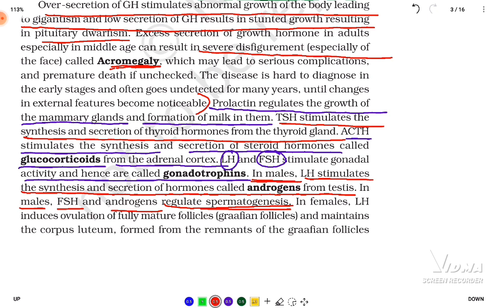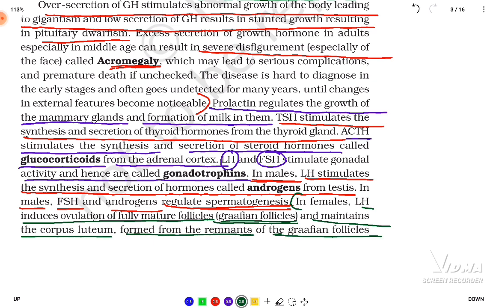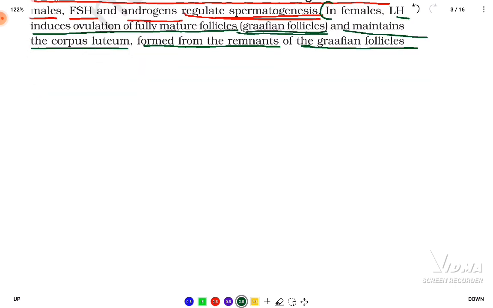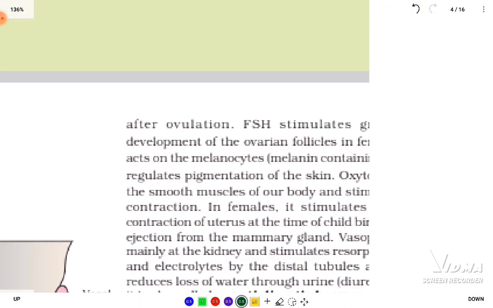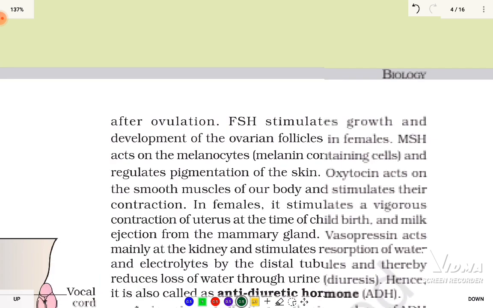And in females, LH induces ovulation of fully mature follicles, that is the Graafian follicle, and maintains the corpus luteum, further formed from the remnants of the Graafian follicles. Okay, so we will just continue in the next page and then I will come back and explain after ovulation.